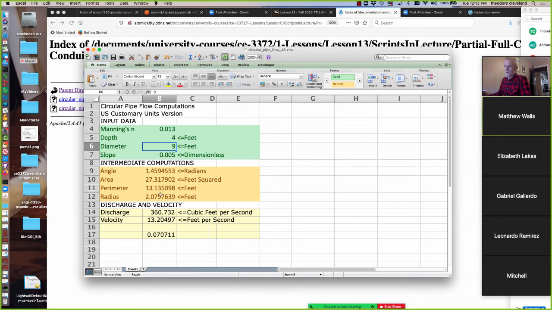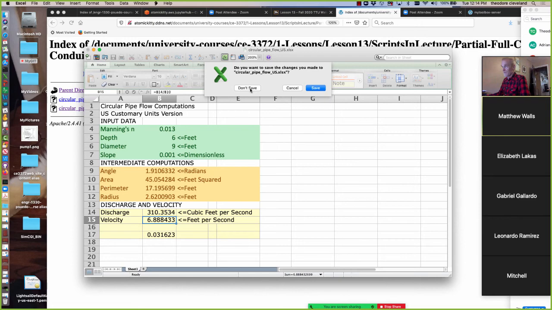And so on. So it's a computational tool that can help us make some design changes to try to control the velocity. Looks like if we adjust the slope a bit, we can maybe get it. We're close. So a 9-foot diameter pipe, 6 feet flow depth, gives us our 304 cubic feet per second at 6 feet a second. So we can adjust slopes and diameters in an effort to control velocity. And that's an activity that we have to do during design.